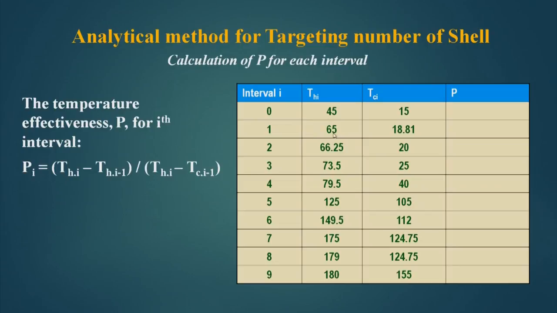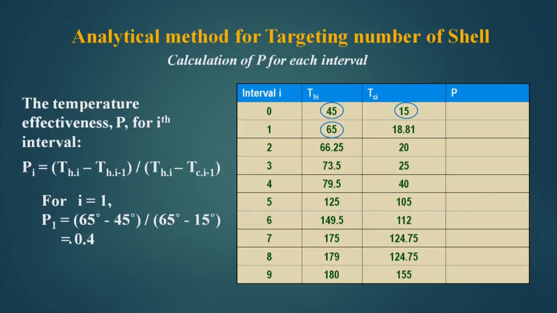So, for the first interval, if I calculate, THI is 65, THI minus 1 is equal to 45, THI is 65, TCI minus 1 is 15. So, for I equal to 1, this is the value and my P_i is 0.4. So, this 0.4 goes here. Similarly, I can calculate the P_i values of other intervals, that is these enthalpy intervals, and we can fill it up. So, we are able to calculate the P values for all the temperature intervals, which are enthalpy intervals in this case.